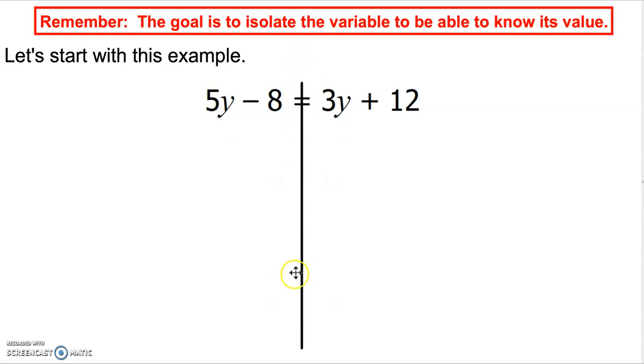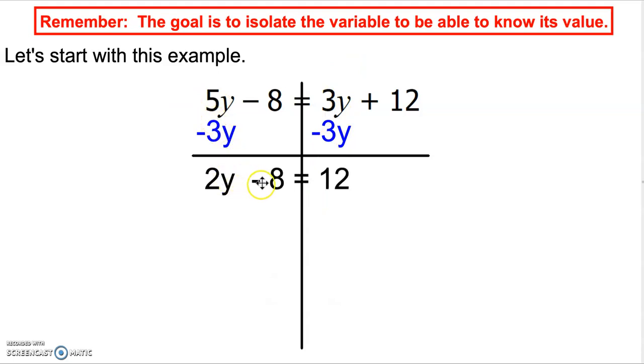So I'm going to split my paper down the middle, and I'm going to move the 3y over to this side. The way I do that is I have to cancel that out from the right-hand side. So how do I get rid of a positive 3y? Well, I have to subtract it from both sides. So subtracting 3y from this side, and that term goes away. But I have to do the same thing to the other side, and I'm left with 2y minus 8 equal to 12. Now we have the variable on one side of the equation.